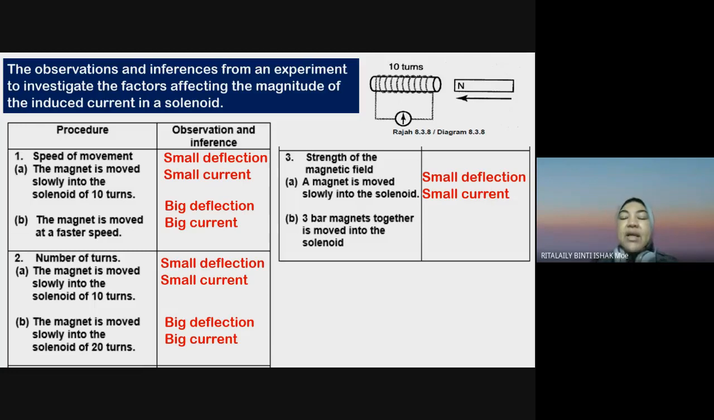Number three, we use one magnet and move the magnet slowly, so the deflection is small. To increase the strength of a magnet, we can increase the number of magnets. If we use two magnets compared to one, we get a bigger magnetic field or bigger strength. Also, we can use a bigger magnet, since a smaller magnet usually has less strength. So if we use three bar magnets instead of one, we will get a big deflection, indicating that the current is bigger. So this is the second learning standard.